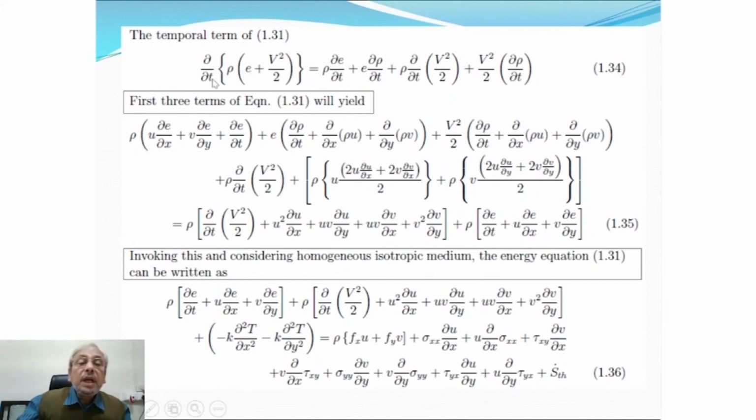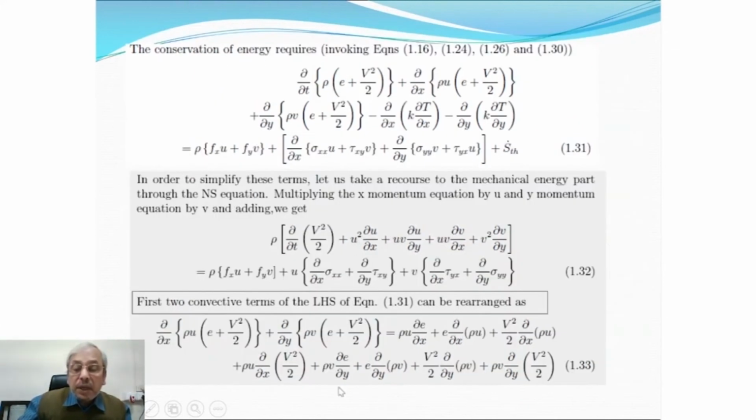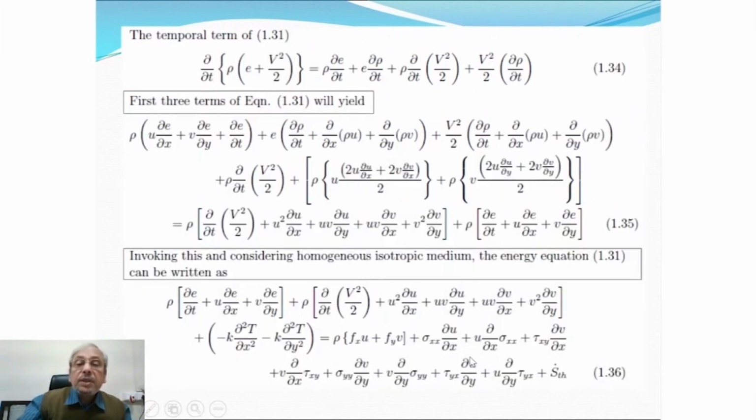Simply, ∂/∂t of ρ(e + V²/2), we have done term by term expansion. That means ρ ∂e/∂t plus e ∂ρ/∂t plus ρ ∂/∂t of V²/2 plus V²/2 ∂ρ/∂t. Then these terms, that means 1, 2, 3, 4, and these terms, 8 terms, 1, 2, 3, 4, 5, 6, 7, 8, these terms we have assembled together.